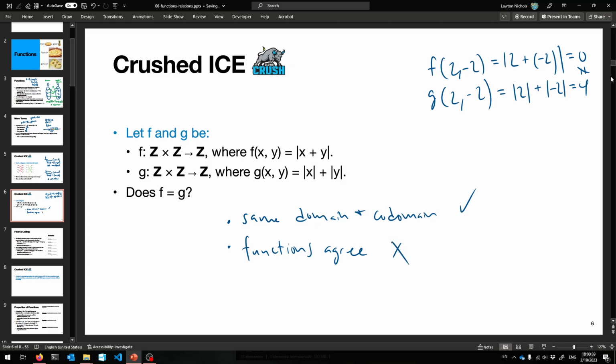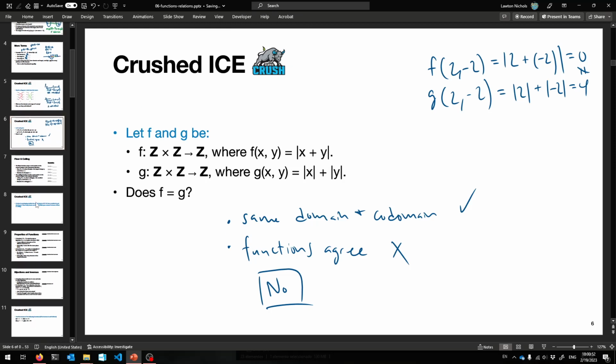So therefore, the whole thing, they're not equal functions, right? They have at least one element where they don't agree. All right, so that is kind of the proof. It's a counterexample. It shows that the functions are not equal. Okay, I hope you got that.